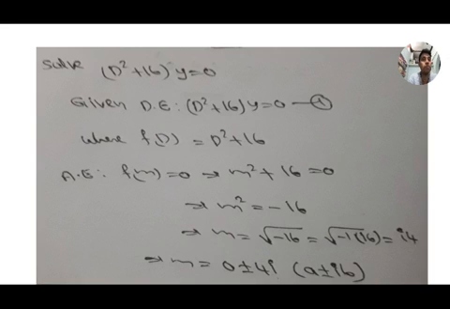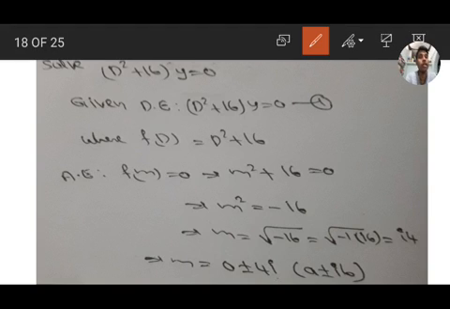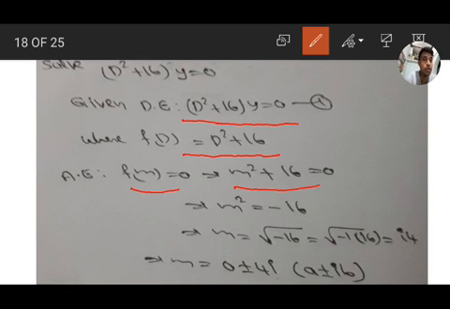Next problem. (D square plus 16) of y equal to 0. So given differential equation (D square plus 16) of y equal to 0, where f of D equal to D square plus 16. So auxiliary equation f of m equal to 0, that is m square plus 16 equal to 0.